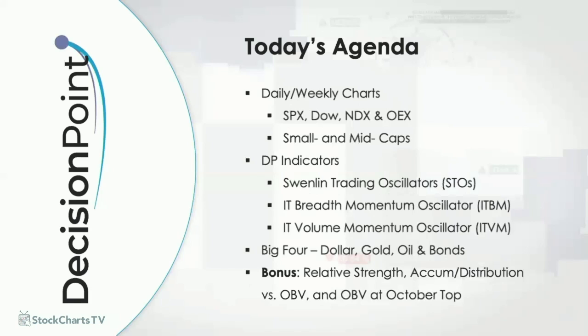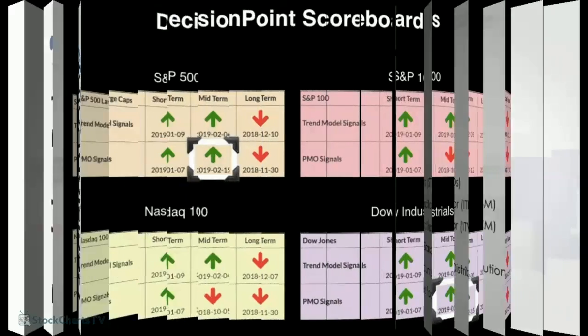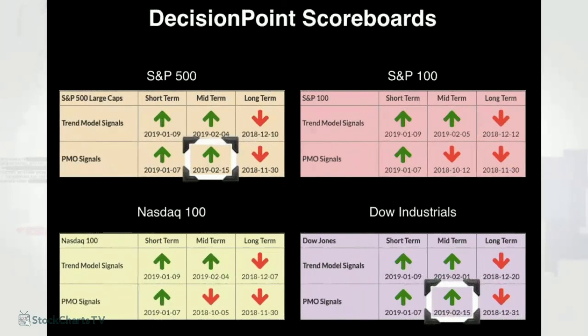We're going to look at relative strength. And a lot of people have asked, what's the difference between accumulation distribution and the OBV? You know, as far as how do they act on the chart. And we're going to look at that. And then we're also going to look at the October top and what the OBV was up to at that time. All right, but let's start off by looking at those DecisionPoint scoreboards.